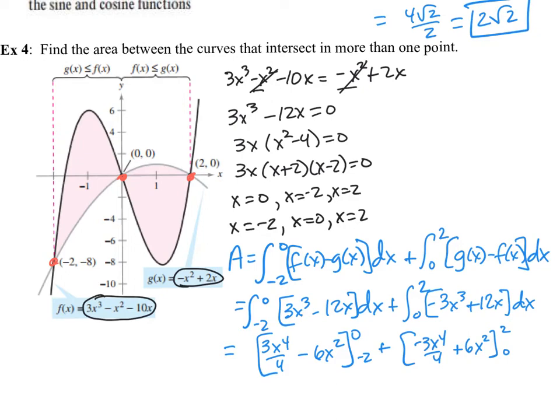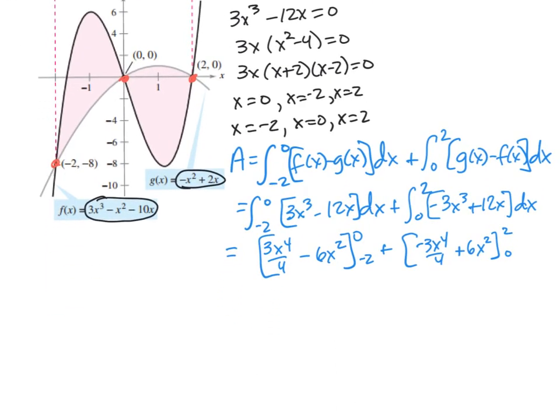All right, so then that's going to be equal to, in this first antiderivative, we're going to replace x with 0 to begin with. So that would be 3 times 0 to the fourth over 4 minus 6 times 0 squared, minus, now we need to evaluate that at negative 2, so that would be 3 times negative 2 to the 4th over 4, and then minus 6 times negative 2 squared, okay? So all of that was this.